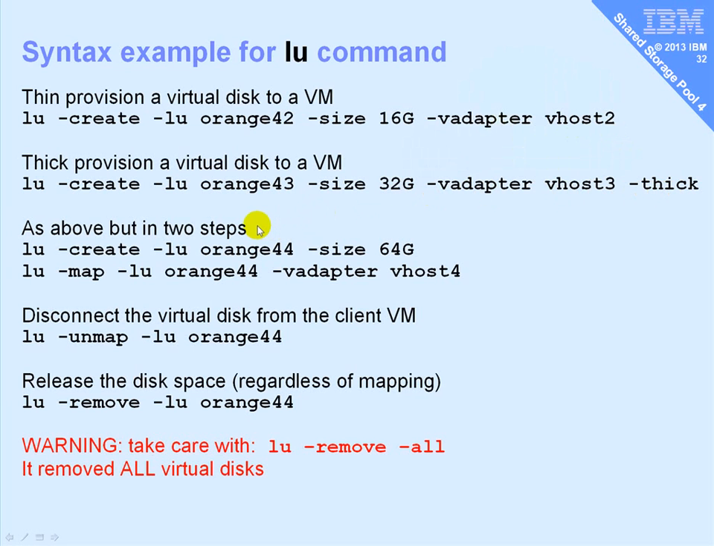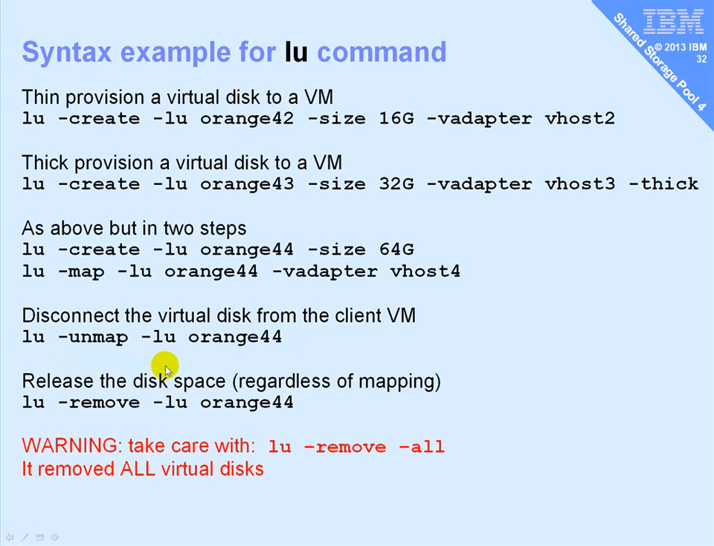We can do the same operation in two steps. So the first line in here, without the vadapter, just creates the disk space without attaching it. And then we can use the -map option, tell it which one we're interested in, and this will do the connection to the client adapter for the virtual machine. We can do the opposite and disconnect from a particular client virtual machine, so we just have the space available, with the unmap option.